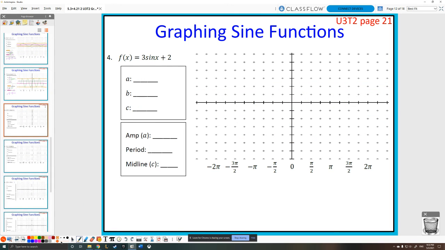Okay, let's take a look at the next one. I have 3, 1, 2, because again, I have a sine of bx plus c. My amplitude is 3. My period is 2 pi. My midline is y is equal to 2. For my midline, once again, y is equal to 2. I'm going to start with that guy. That's right here.